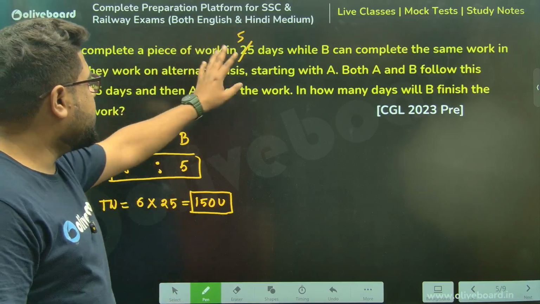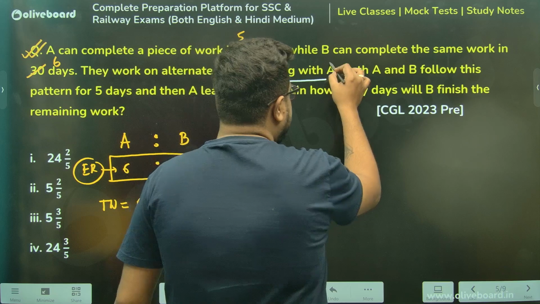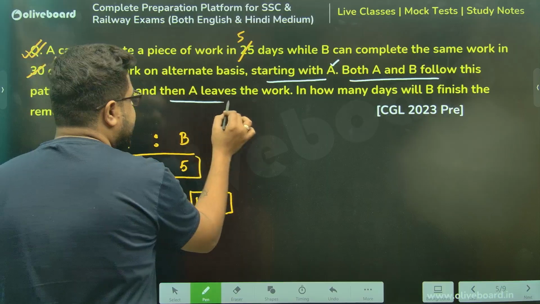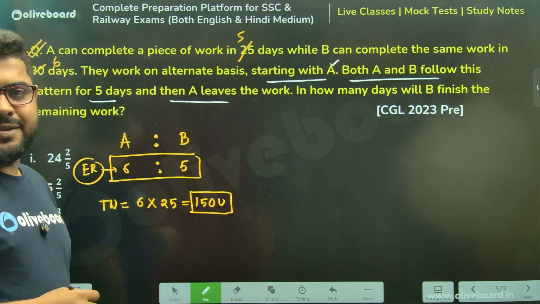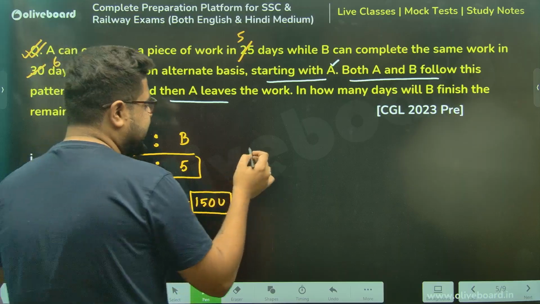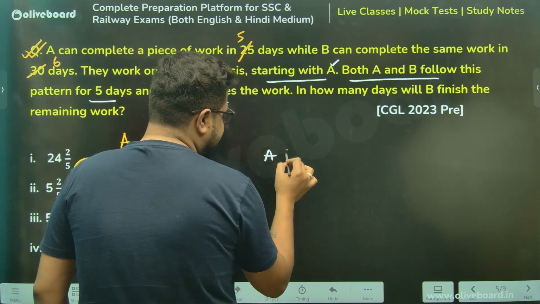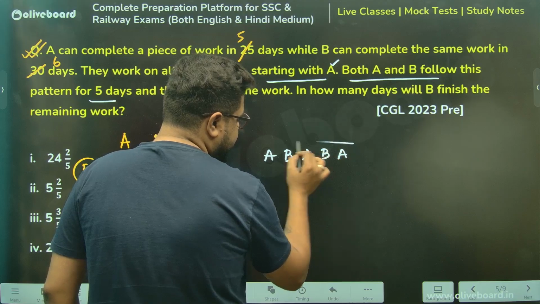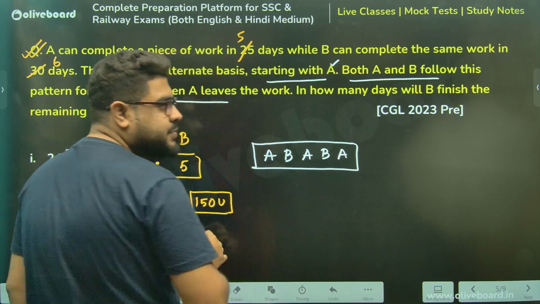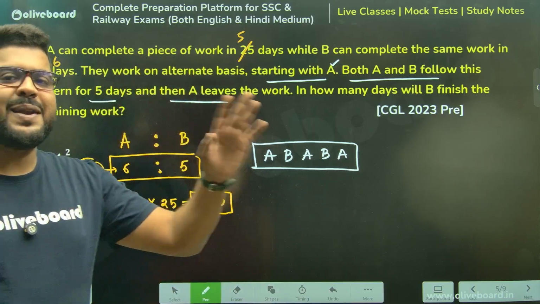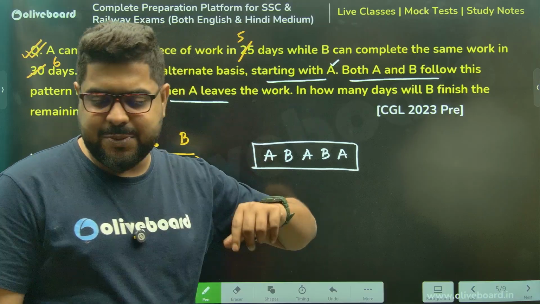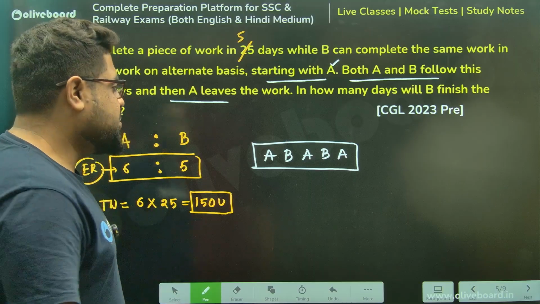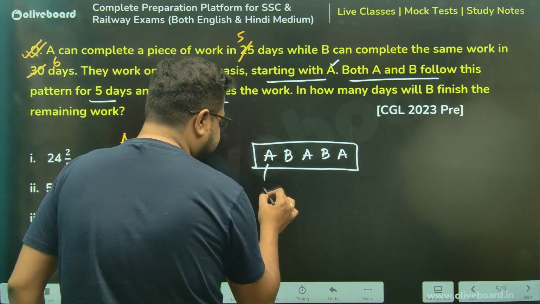Now my real question starts. They work on alternate basis starting with A. Both A and B follow this pattern for 5 days and then A leaves the work. Sir, think 5 days starting with A. A, B, A, B, A. Then A has left. You don't need to apply any concept. Just think how many days A has worked? 3 days. How many days B has worked? 2 days.